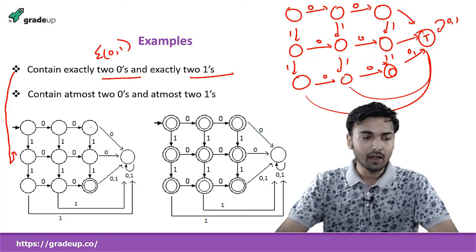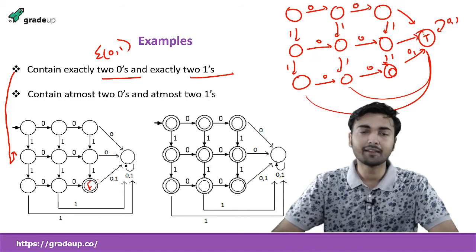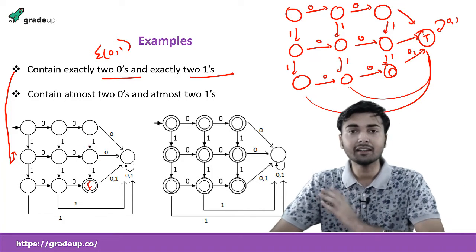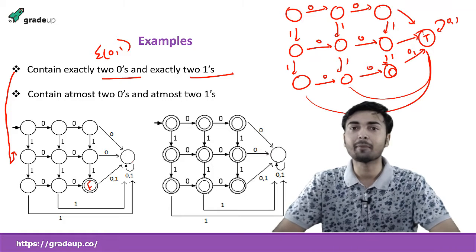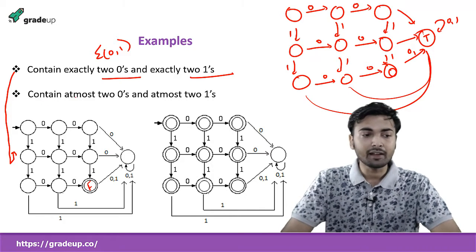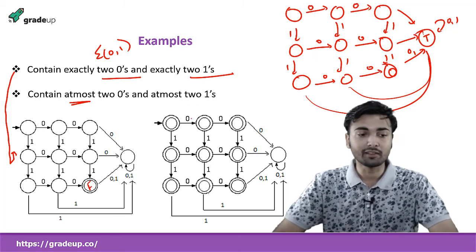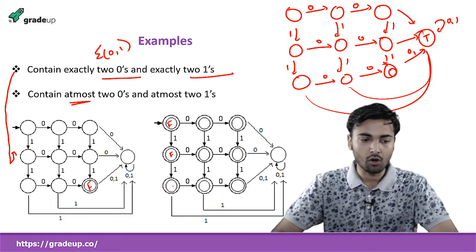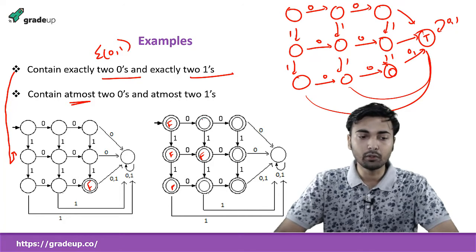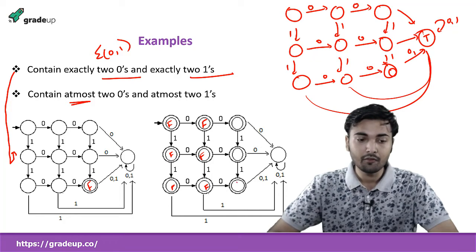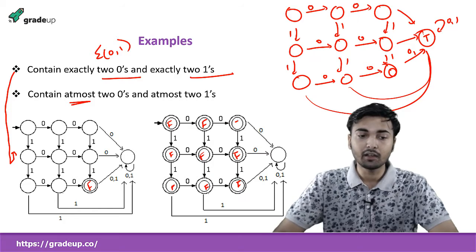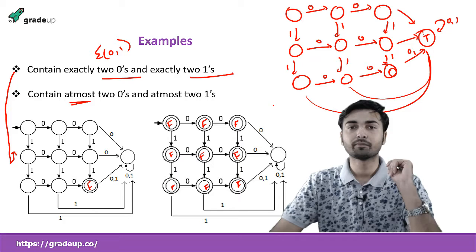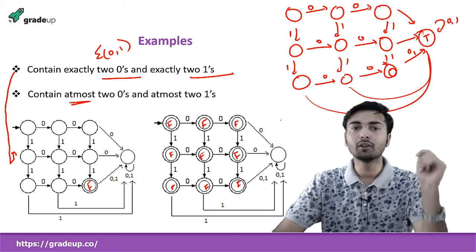Right? See here, up till this final state, you will get exactly 2 zeros and exactly 2 ones. But after that, nothing can come. That is why trap. Clear? Second thing, contain at most. If you take at most, these all will become final. See, all are final states. If you take at most, all will become final state. But after these things, everything will go into trap. Cleared?